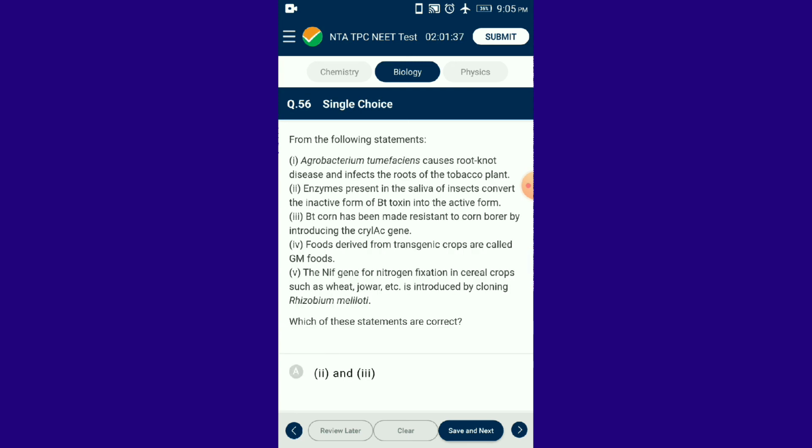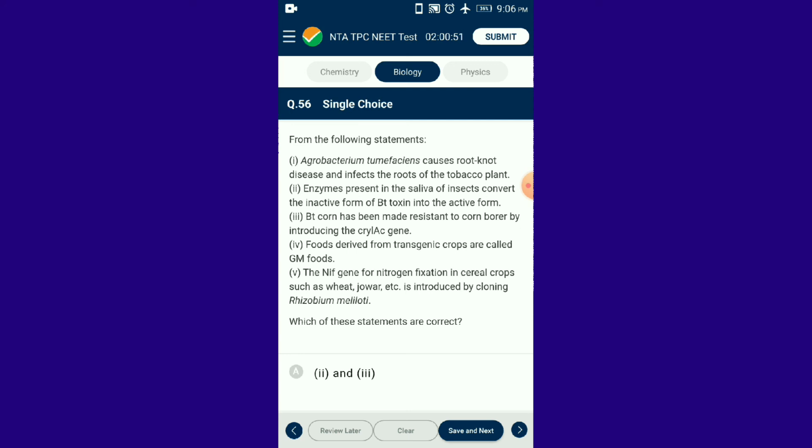Question number 56. From the following statements, which of the statements are correctly given? See statement 1. Agrobacterium tumefaciens causes root knot disease and infects roots of tobacco plant. That is wrongly given. Meloidogyne incognita, a soil nematode, infects the roots of tobacco plants and causes the root knot disease. So, the first statement is wrong.